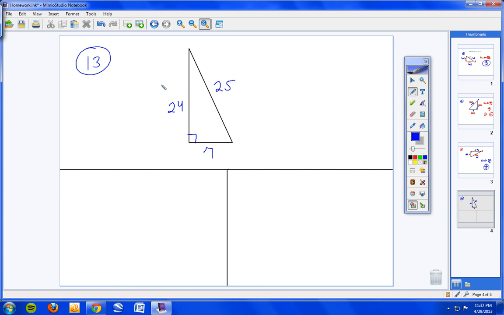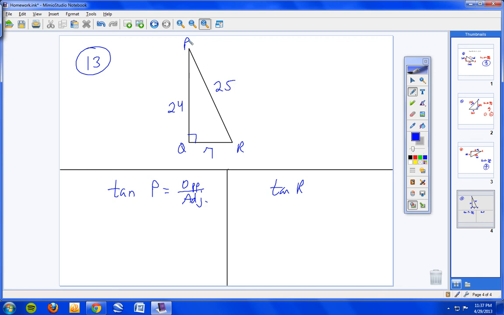So let's call this PQR, and they want us to find the tangent of P and the tangent of R. All right, let's start off with P. How do you find the tangent of P? Well, it's opposite over adjacent.